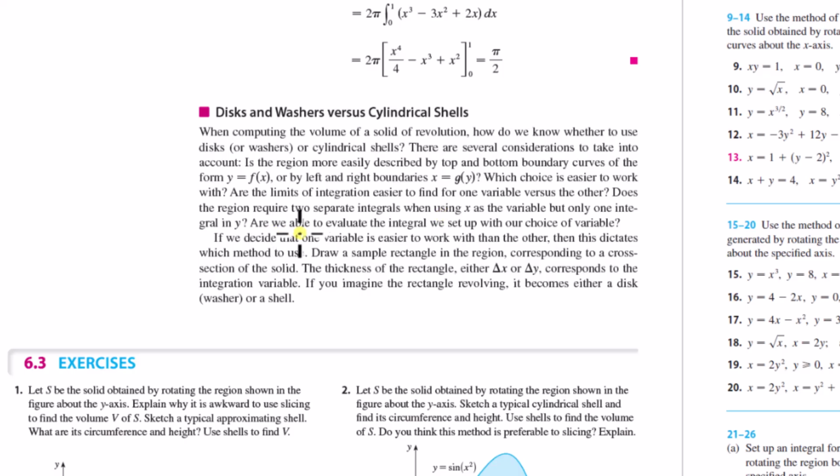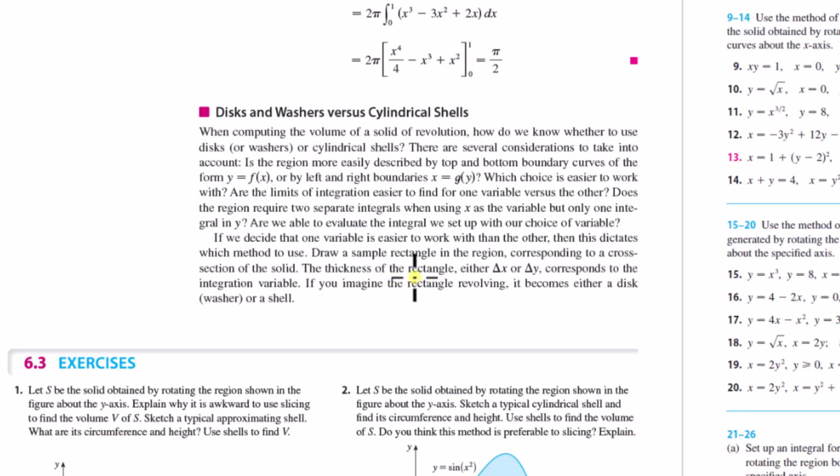Then, are we able to evaluate the integral we set up with our choice of variables? So you might set up the integral and it's a complicated integral. You can't even evaluate it. And so you might say, well, let me go to the other independent variable with the method of washers or shells and see if it results in an easier integral. If we decide that one variable is easier to work with than the other, then this dictates which method to use. Draw a sample rectangle in the region corresponding to a cross-section of the solid.